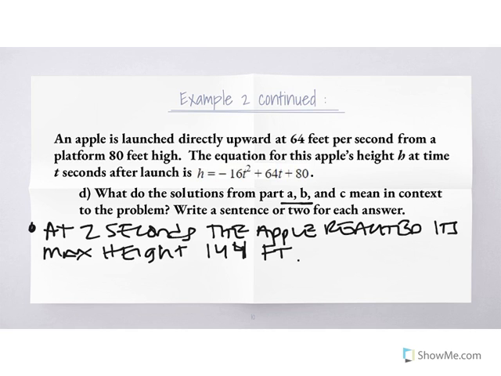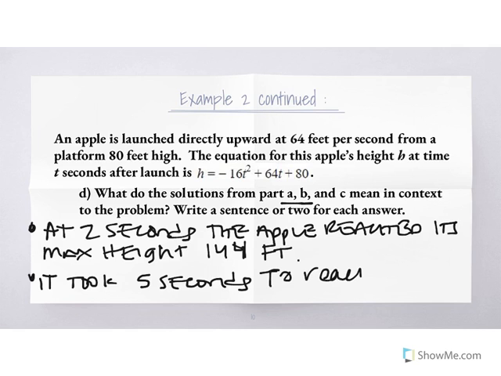But that part C is actually a little bit different. So how long did it actually take to hit the ground? Well, it took 5 seconds to reach the ground, which is our height of 0, right? So it took 5 seconds to reach the ground. And you can even say if it took 5 seconds for the apple to reach the ground, whatever you guys think makes more sense, but it took 5 seconds overall to reach the ground.